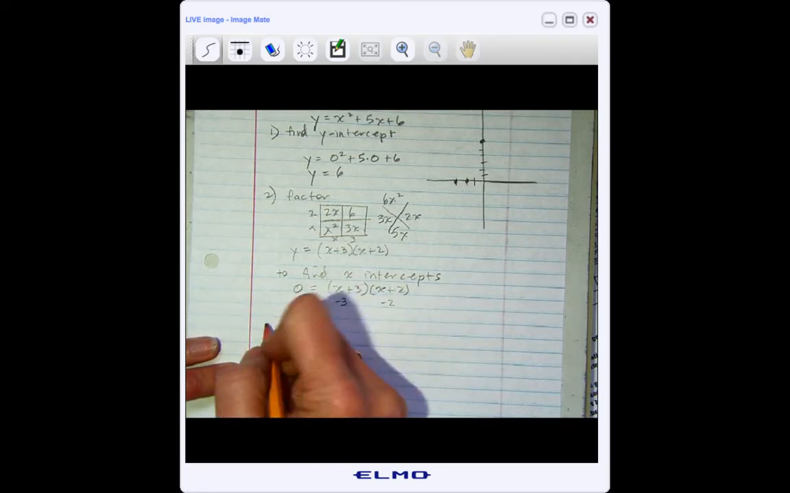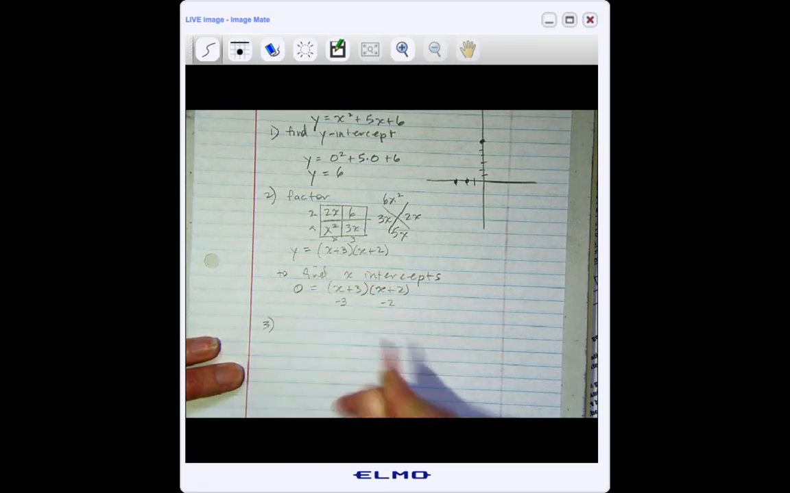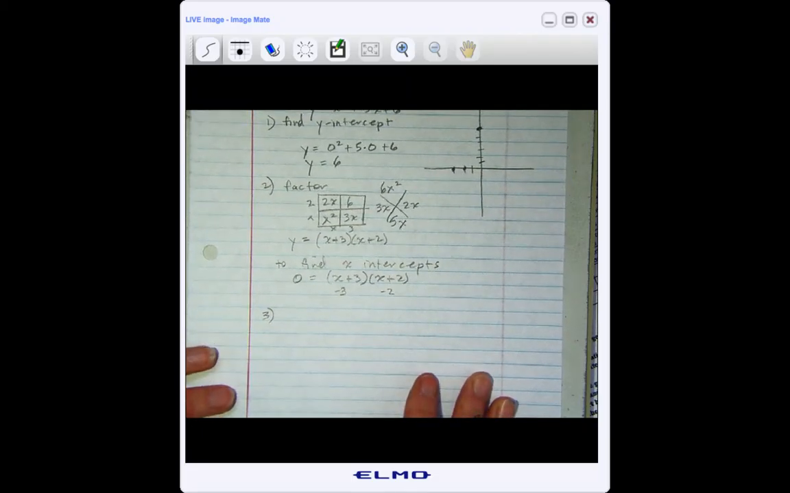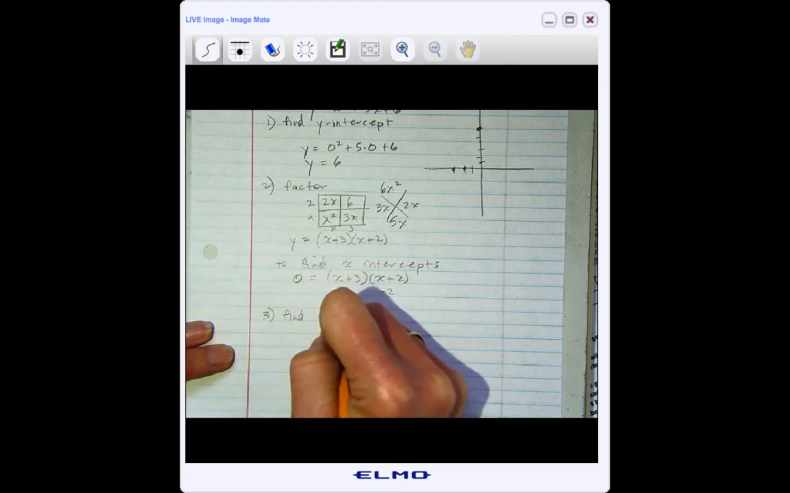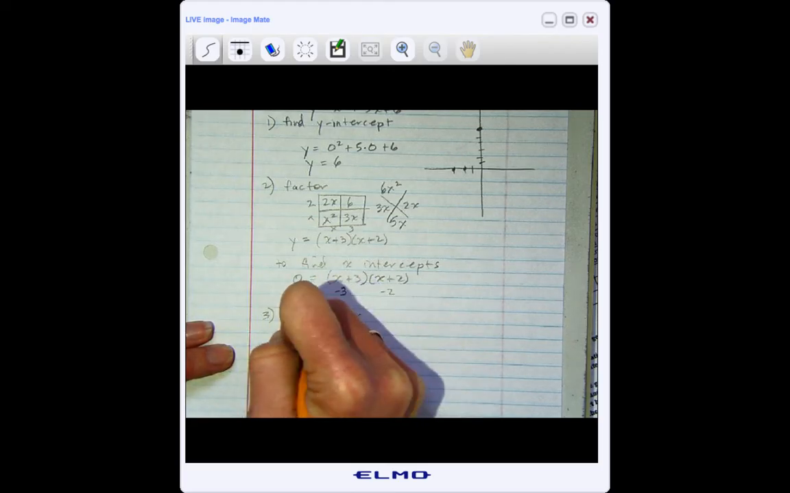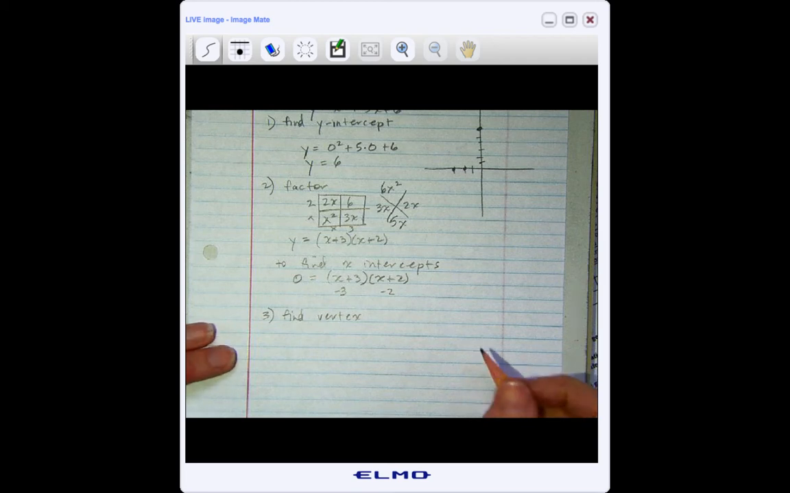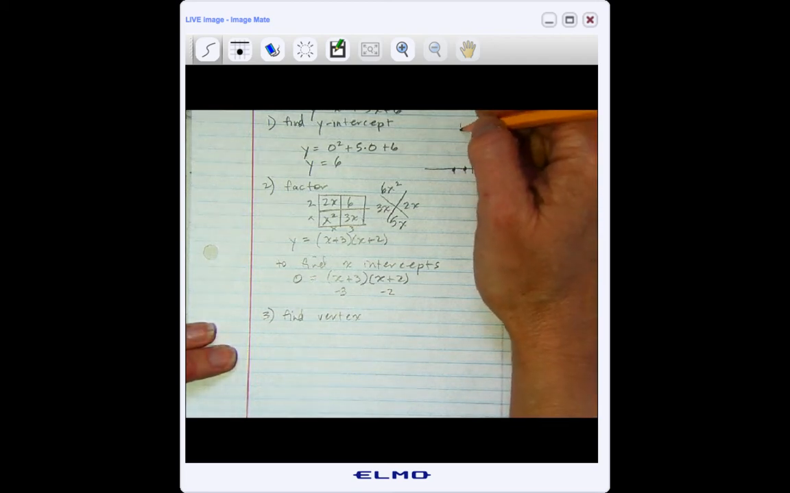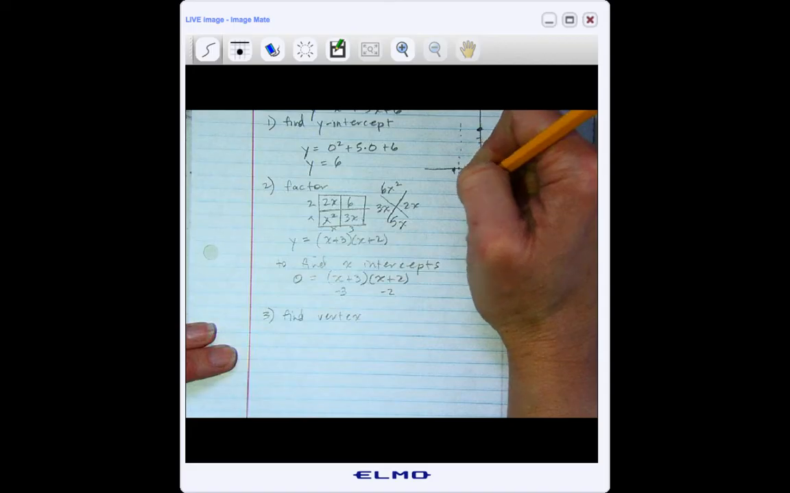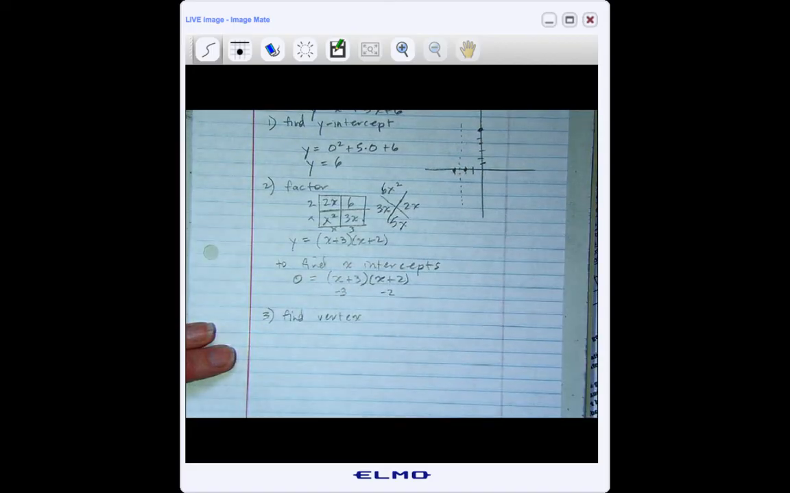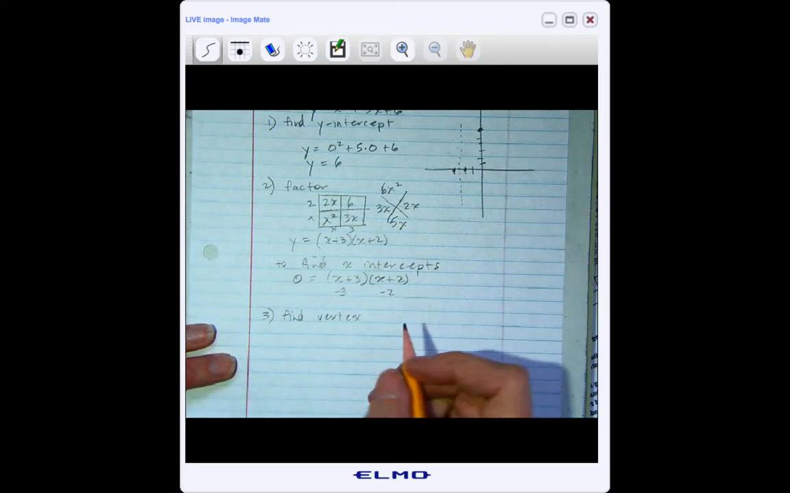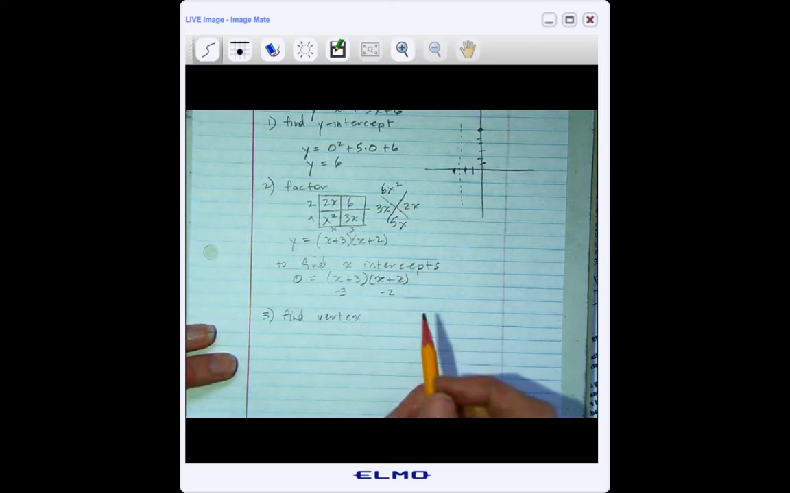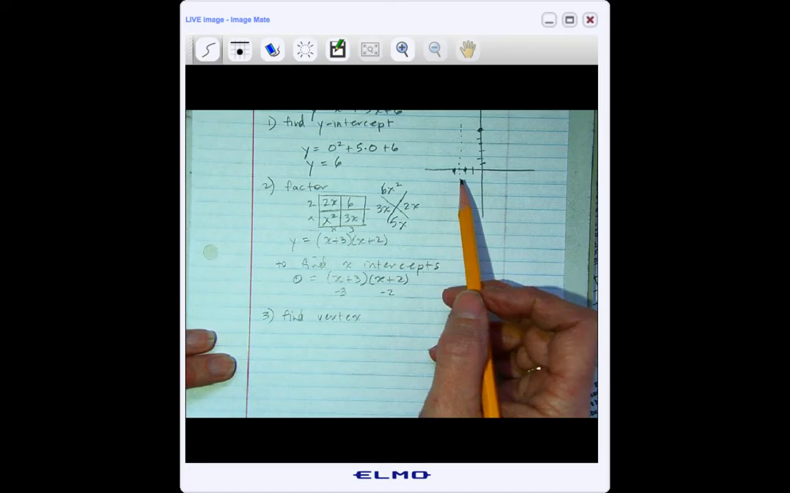All right, because at this point you guys don't know the quadratic formula yet. So let's go ahead and find the vertex. Since we have our x-intercepts, our vertex is going to happen halfway in between. So I'm going to go ahead and make my line of symmetry. Okay, so what's halfway between negative 3 and negative 2? Negative 2.5. So I'm going to find my vertex by plugging in negative 2.5 for x.